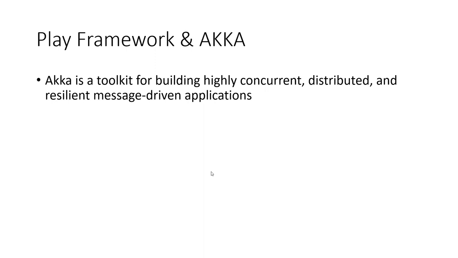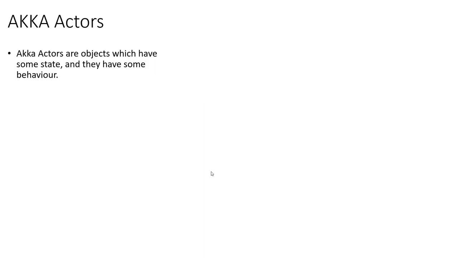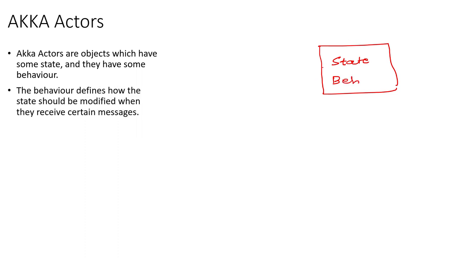Now let's look further. Akka actors are objects which have some state and some behavior. If I draw the Akka actor here, let's say this box is an Akka object, and we have a state and we have some behavior. Behavior defines how the state should be modified when they receive certain messages. So this Akka object's behavior can be defined when it receives certain messages.